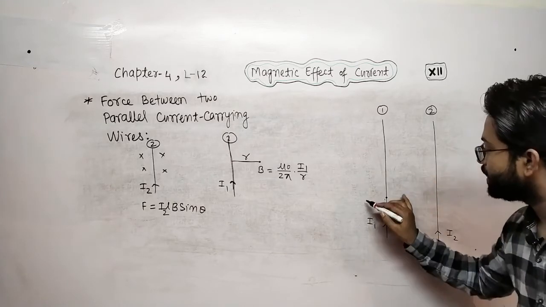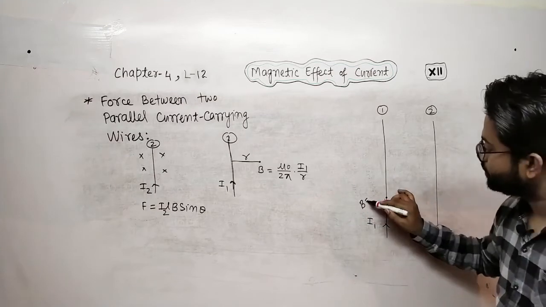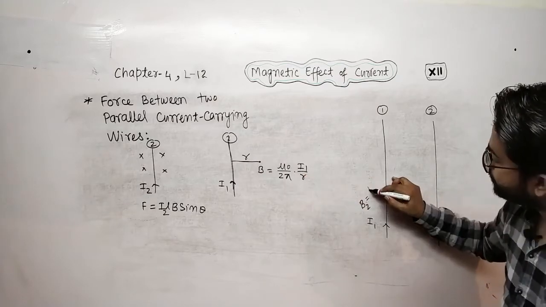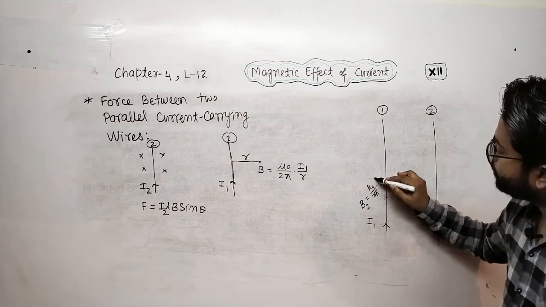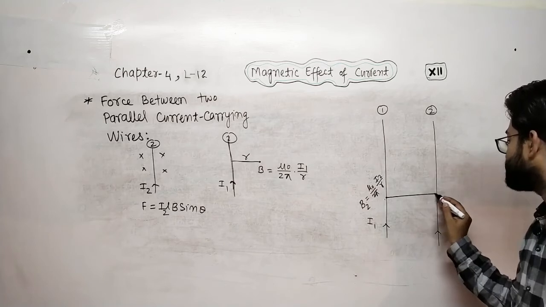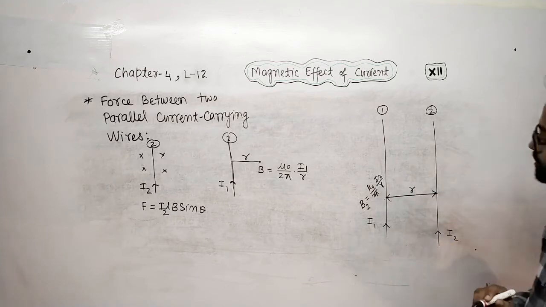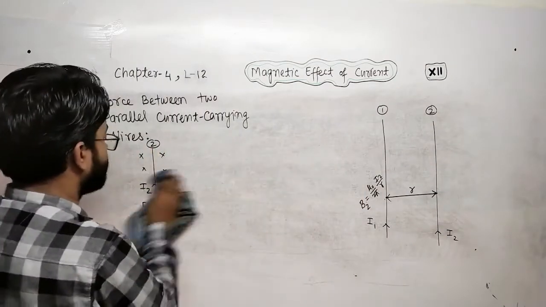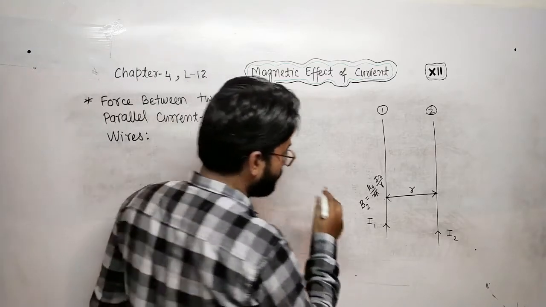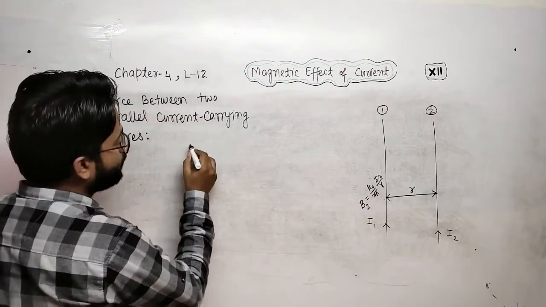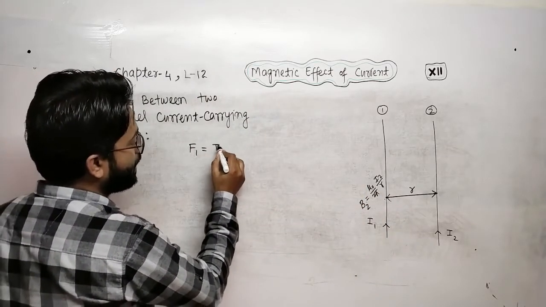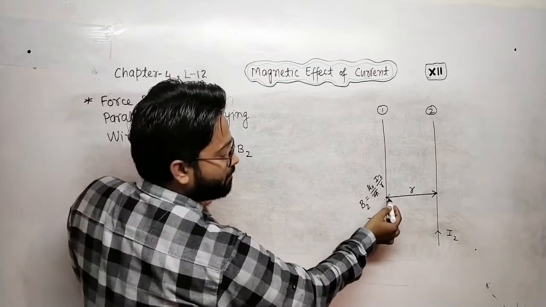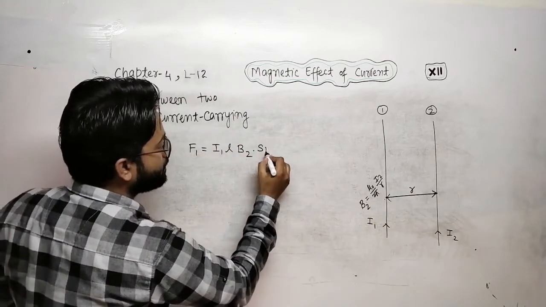The magnetic field at that point is due to wire 2, that's why B2 is equal to mu naught upon 2 pi, I2 upon R. Let us suppose the distance between these two wires is R. We know that the force on wire 1 is I1 into L, the length of the wire, into B2, because at that point the magnetic field is due to wire 2, times sin theta.